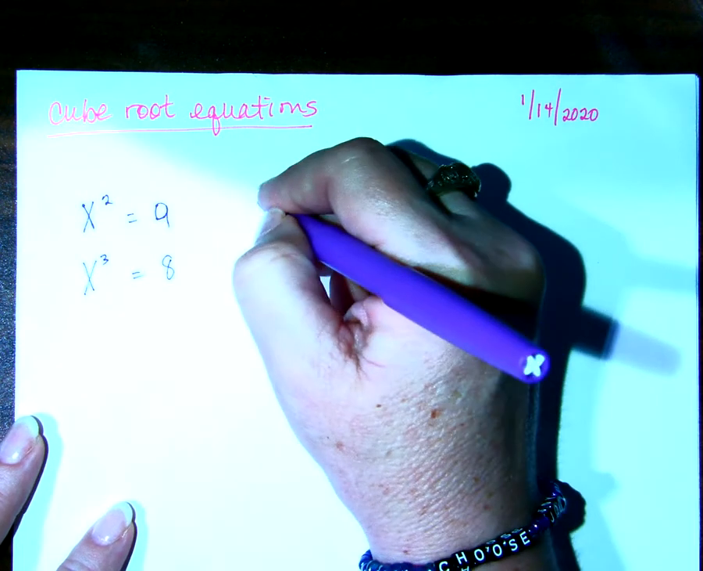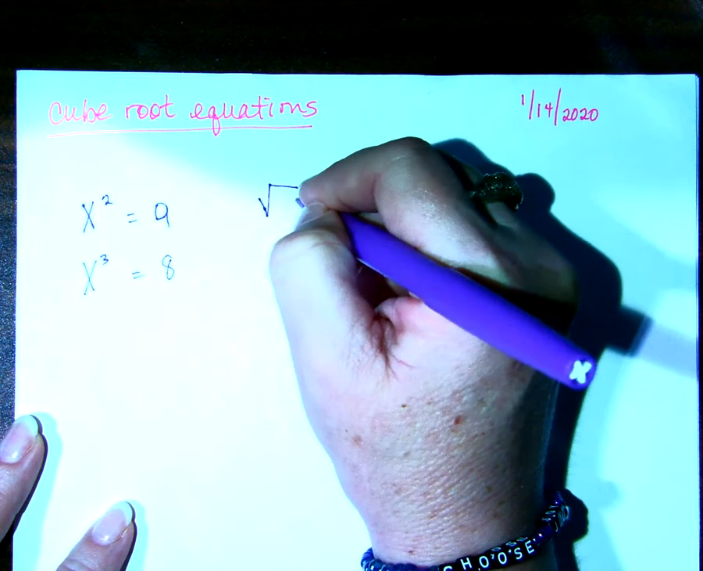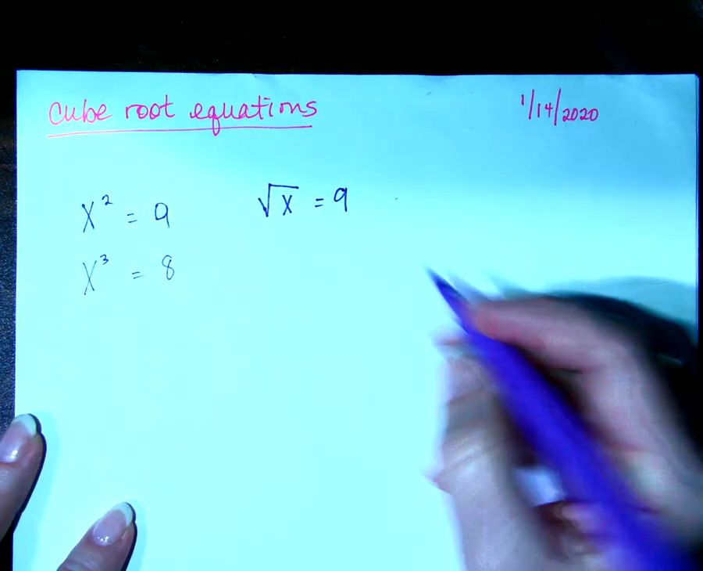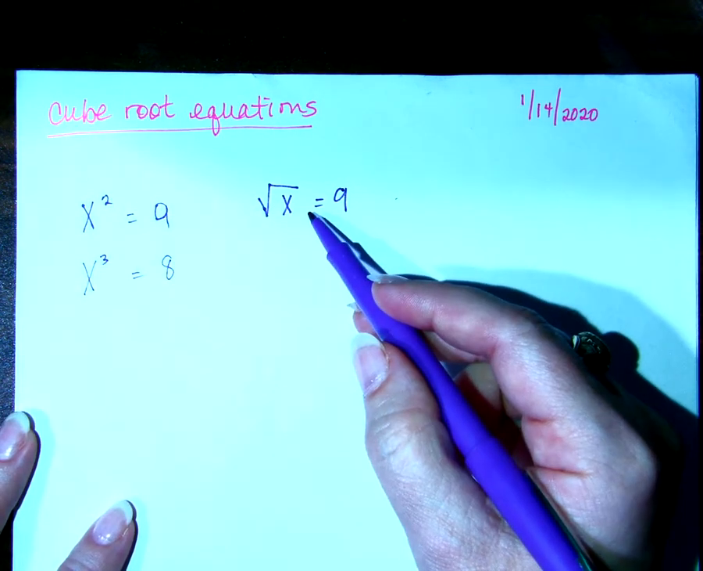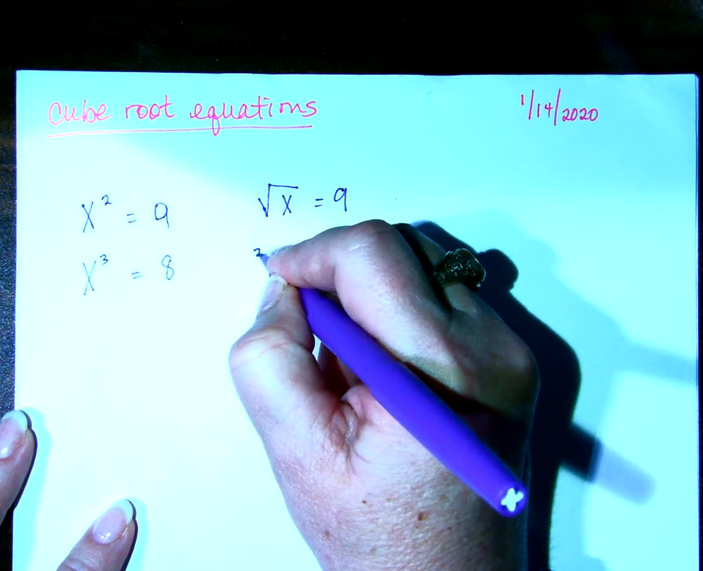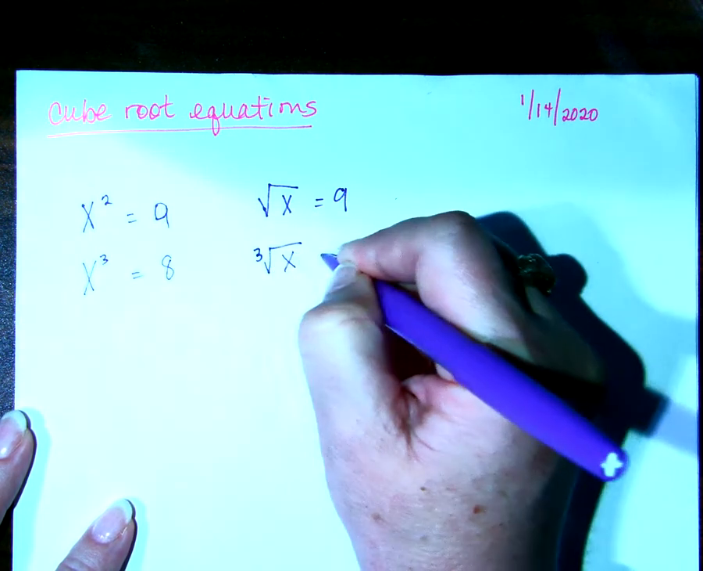So what if I had that? How do I undo a square root? Square both sides, right? Again, I could figure out the answer pretty quickly. But what about this? We've never talked about that.